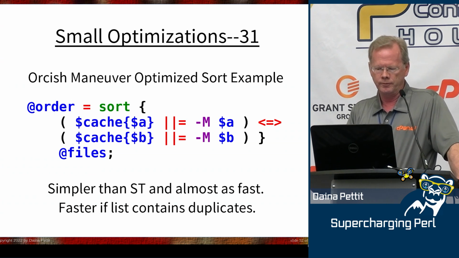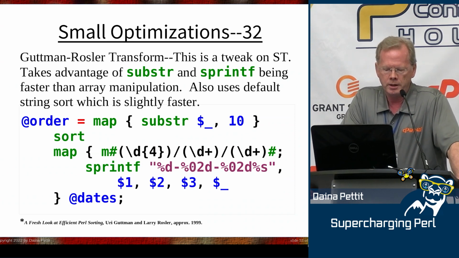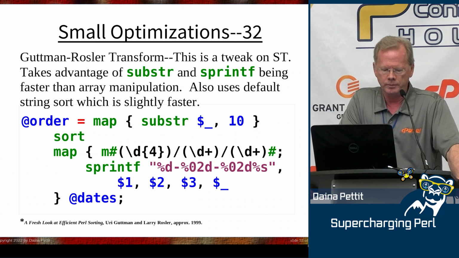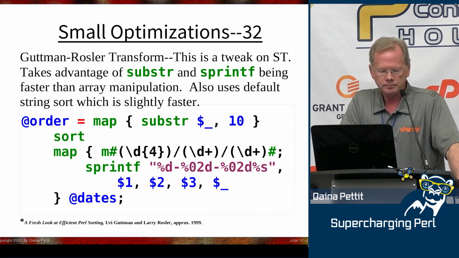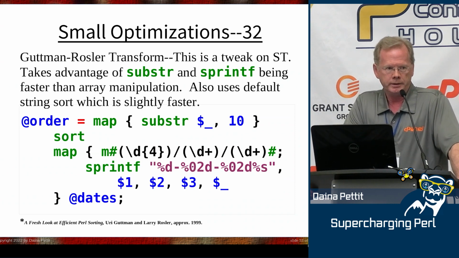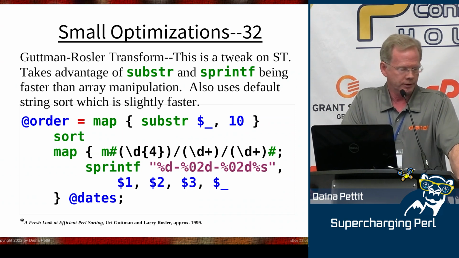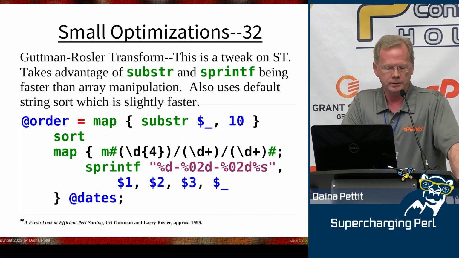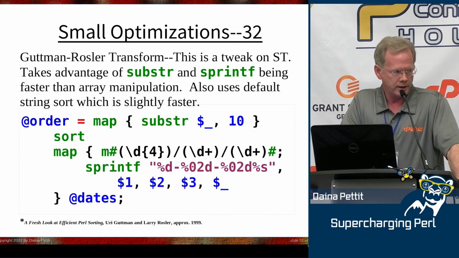There's another version that's a little bit faster, and it's called the Guttman-Rosler transform. This is a tweak on the Schwartzian transform. You see it has the map sort map form to it, but instead of the first one tacking on the value that you want to sort on, you're actually creating a string that has the date in a sortable order in the string, and then you're chopping that off at the end. So this will work in some instances. There's some other cases where this does not help you at all.